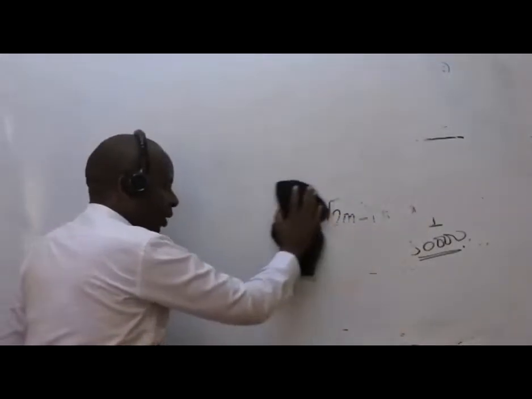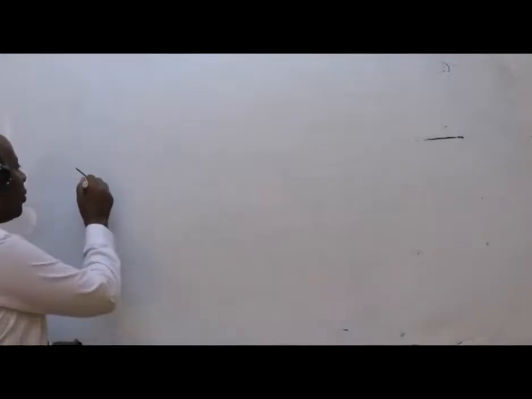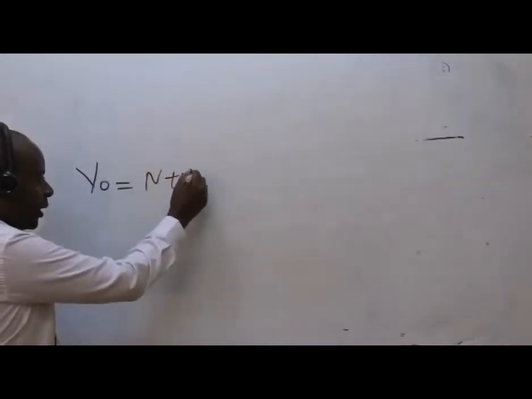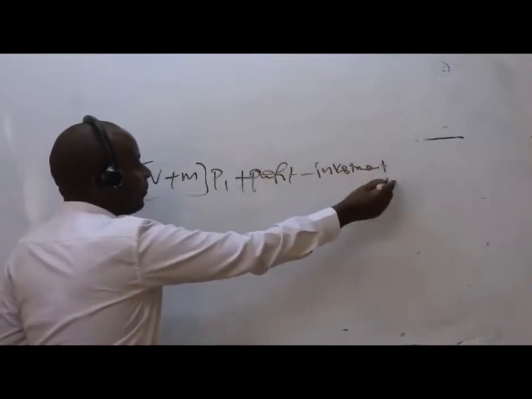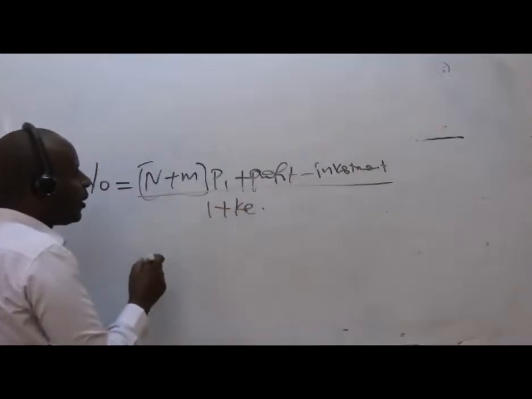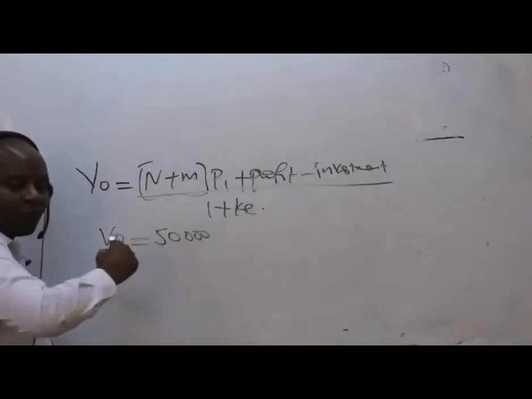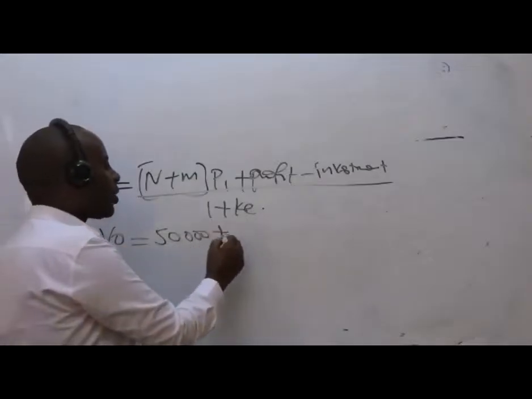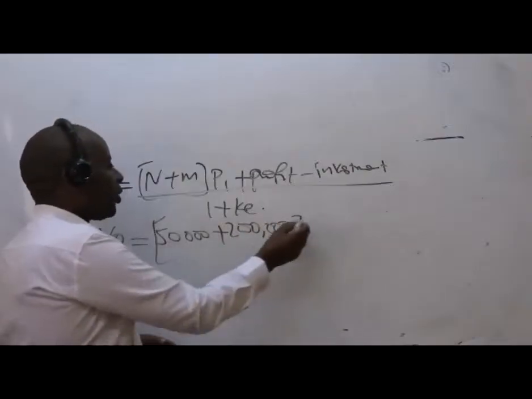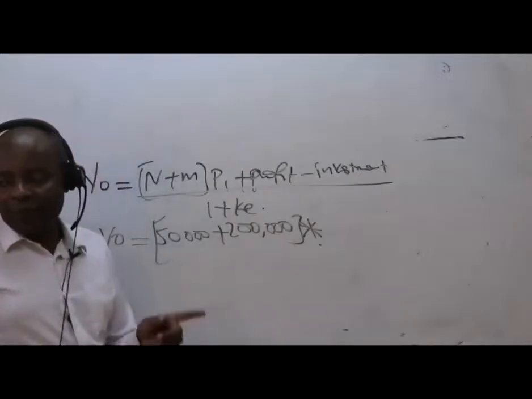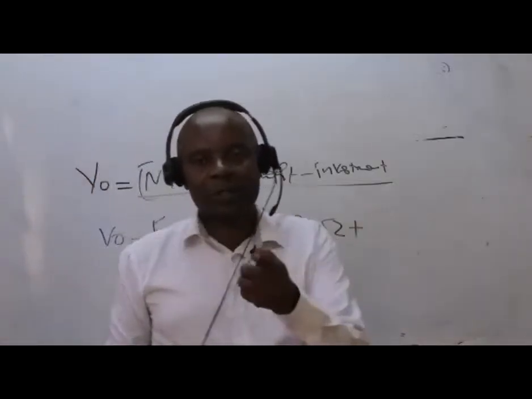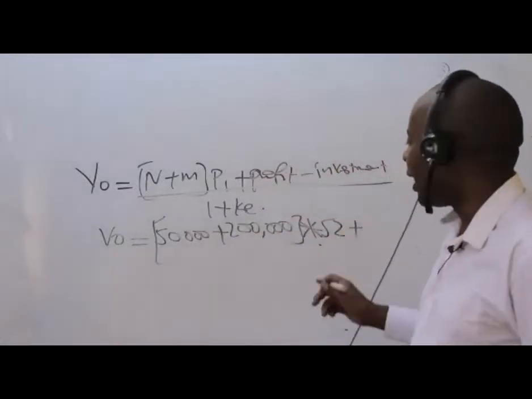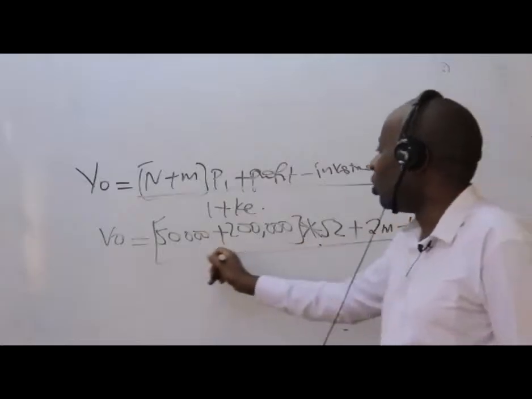So, ladies and gentlemen, this is what I will be having in my formula. My V0 will be equal to the new shares plus the old shares, multiplied by P1, plus any profit we generate minus any investments we shall make in the current year, all over 1 plus Ke. The new shares, you have given me a figure of 50,000. Plus old shares, 200,000, times P1. P1, if my memory serves me well, is 52, plus the profit we shall make as an organization this year. Of course, that profit doesn't keep on fluctuating. That profit is 2 million. Investments are 4 million. All over 1 plus 0.1.